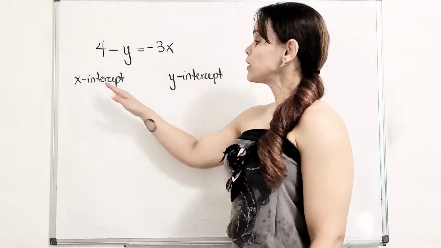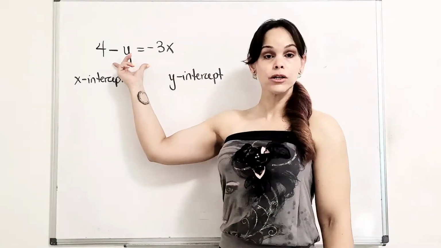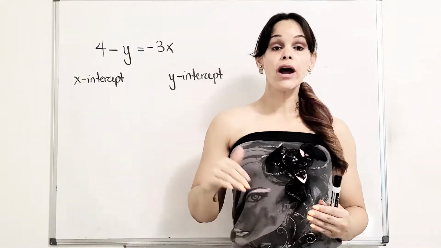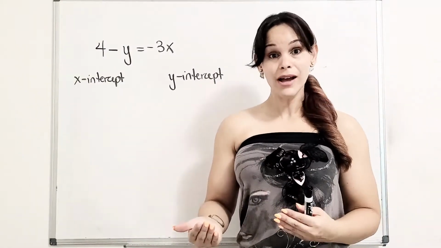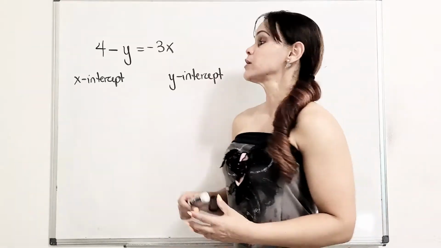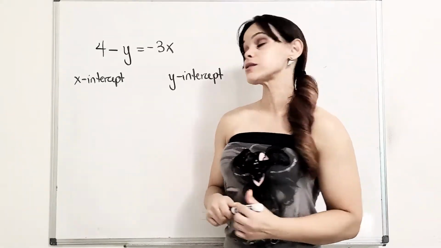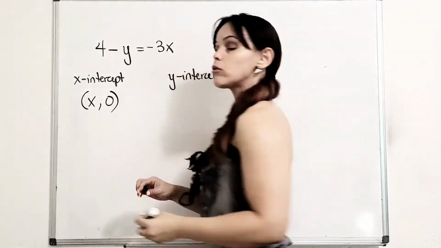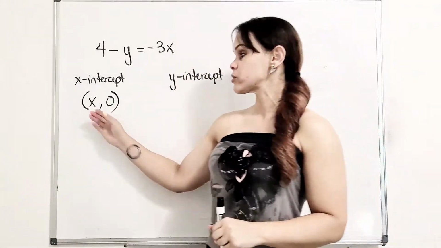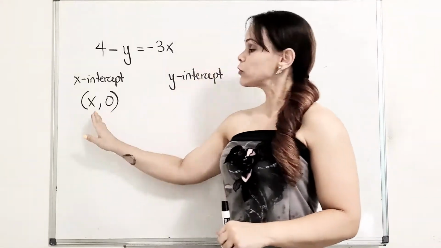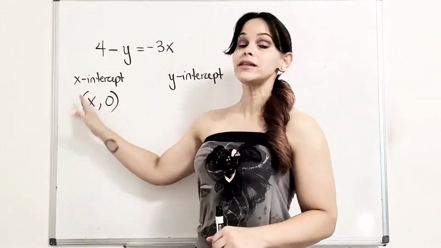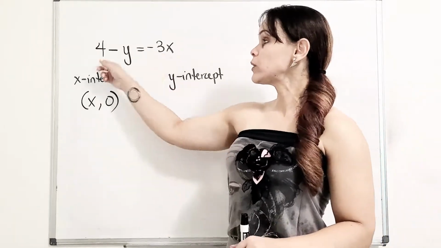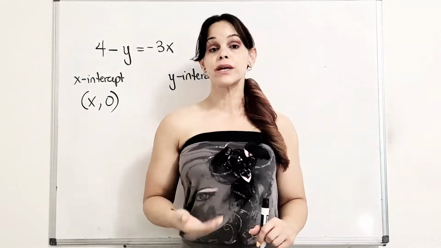Now to find the x and y intercept for this equation, remember that the x-intercept is a point where the graph crosses the x-axis in the coordinate plane. So any point on the x-axis is going to have coordinates (x, 0). The y-coordinate is always going to be 0. So that means that to find the x-intercept in a linear equation, anywhere that we see a y, we're going to replace it by 0.